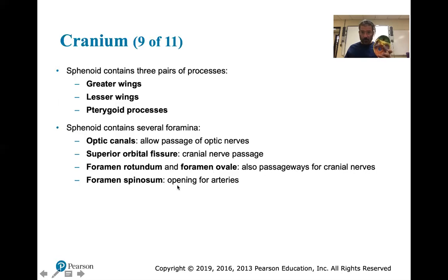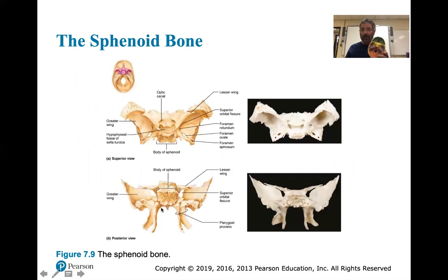Foramen spinosum is an opening for arteries. And there it is, the sphenoid bone. It just looks like a bat. So greater wing, lesser wing, pterygoid process, just figure out what's there. And if they ask where the sella turcica sits, you'll remember it was in that bat bone. Oh, wait, sphenoid.